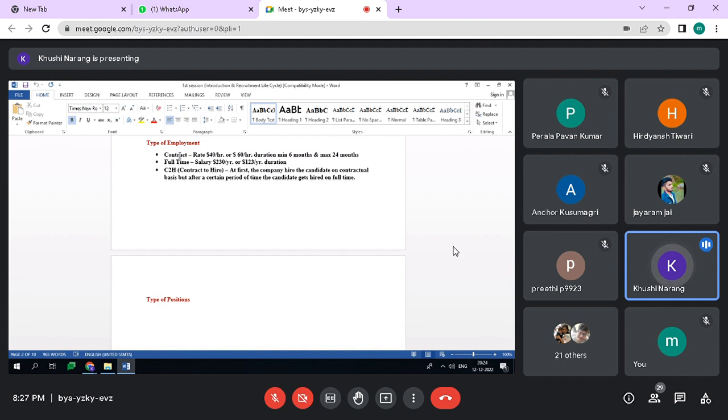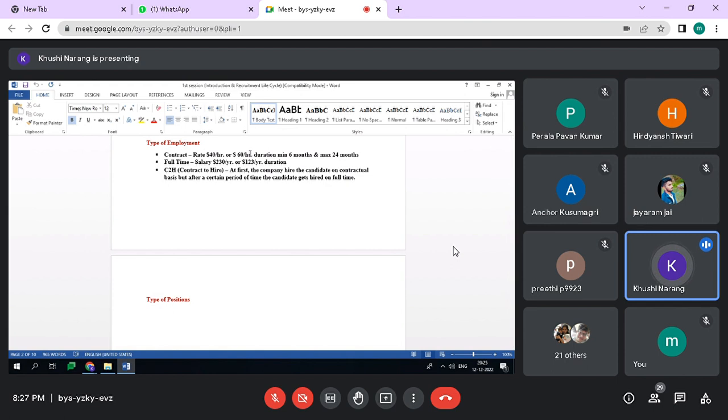That means they have a duration. The minimum duration of the contract will be 6 months, and the maximum will be 24 months only. So in this, you hire the candidates on an hourly basis, that is $40 per hour or $60 per hour. This is the way of hiring people on contractual positions.